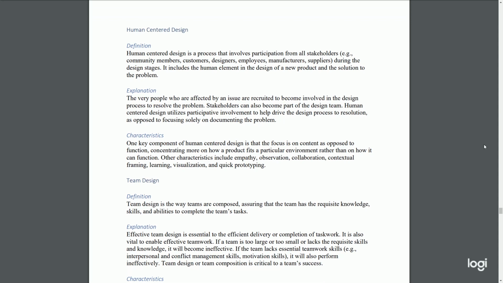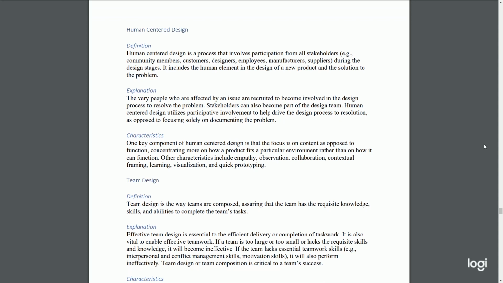Explanation. The very people who are affected by an issue are recruited to become involved in the design process to resolve the problem. Stakeholders can also become part of the design team. Human-centered design utilizes participative involvement to help drive the design process to resolution, as opposed to focusing solely on documenting the problem.